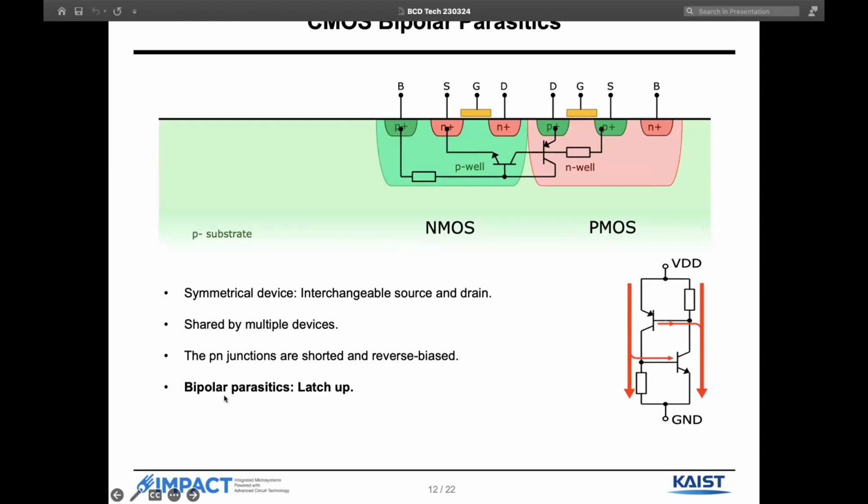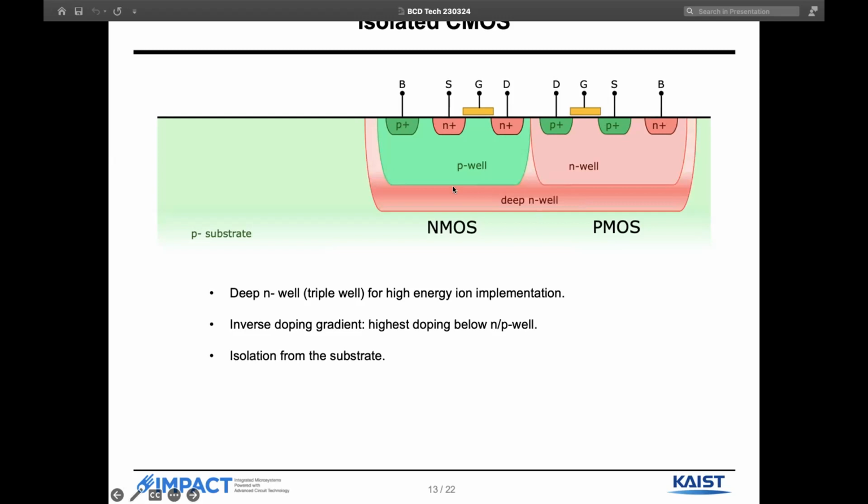The bipolar parasitic for CMOS is latch-up, as we can see right here. Isolated CMOS: for isolated CMOS, we add an extra deep N well in the already existing NMOS and PMOS combination. We did this for better isolation and high energy ion implantation.